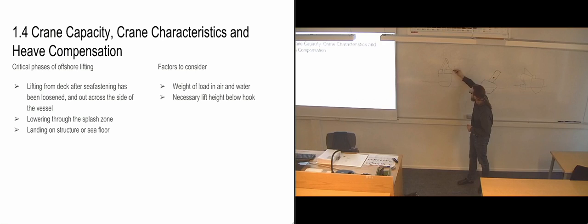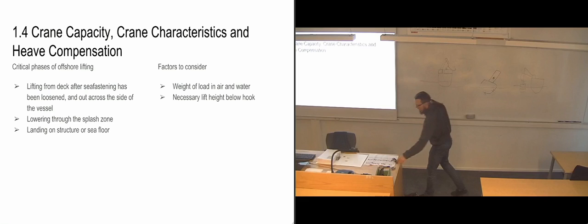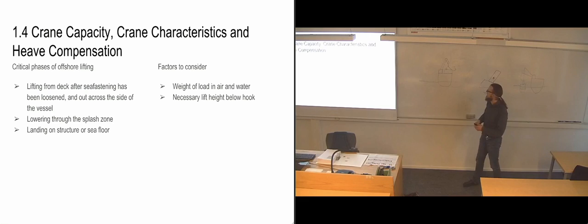So the lift height below the hook is very necessary, especially when we're lifting larger objects, where we often need to use different kinds of arrangements, lifting arrangements as they're called, which could be like this, where you just have wires going to each of the corners.